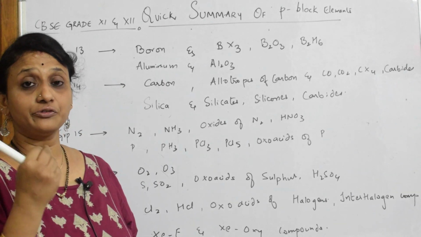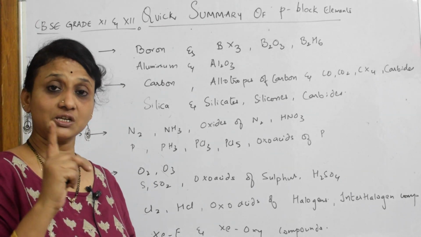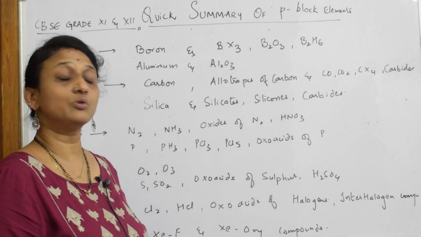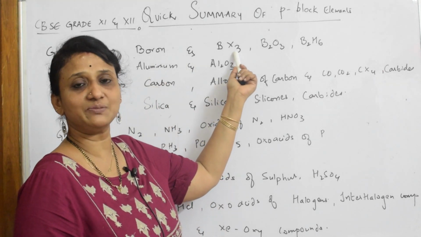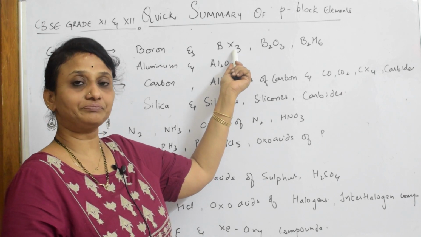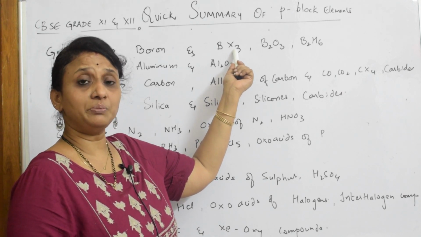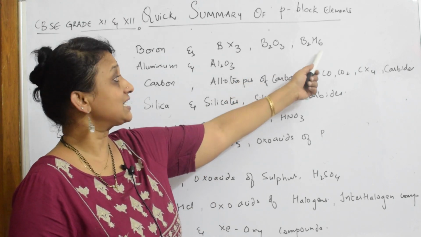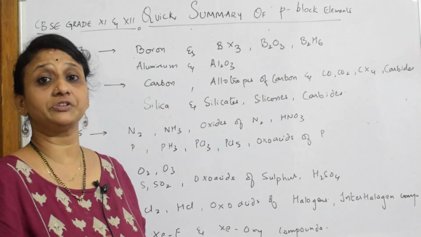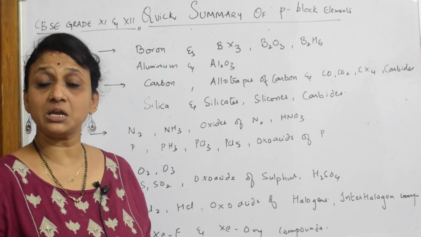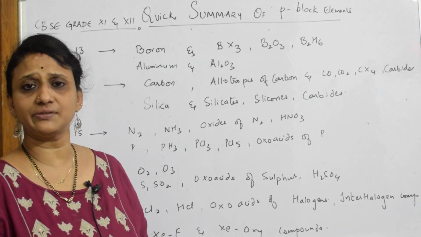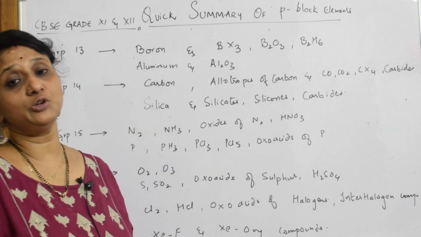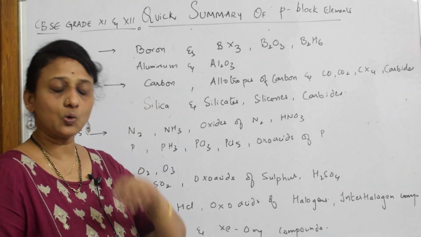In boron and aluminium, there is one important thing. You will also be studying the differences between boron and aluminium. What are the different properties of boron and aluminium, that is one important question. Along with that, you'll also be studying the different compounds of boron in the form of boron halides, that is BF3, BCl3, BBr3, like that. We'll also be learning about boron trioxide as well as diborane. Here structures are very important.